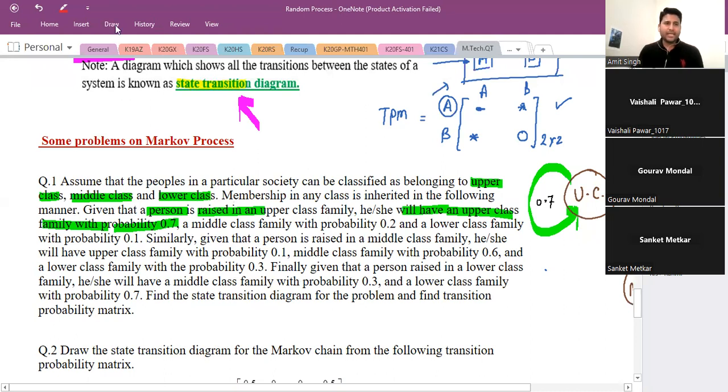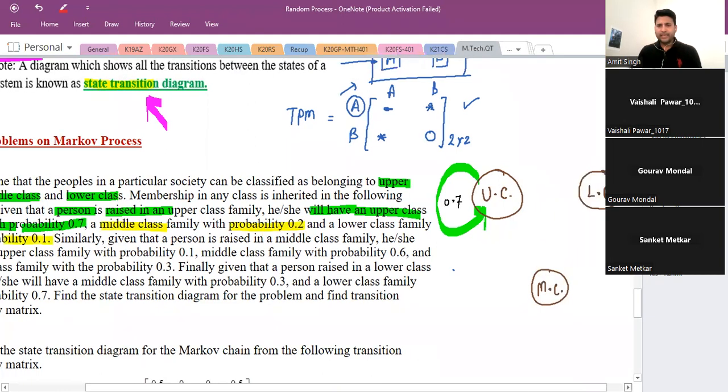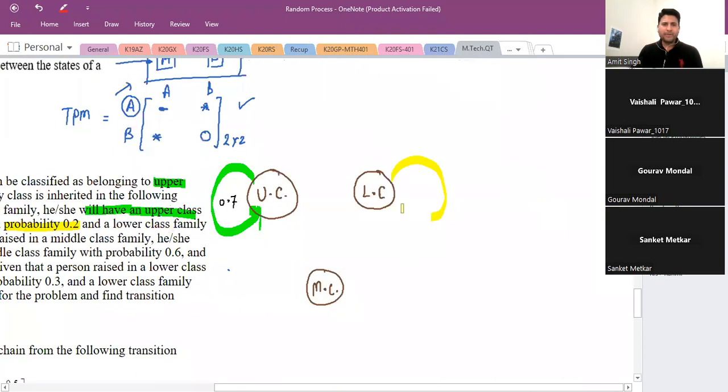In the same manner, what else is given? Let us move on. A person born in middle class retaining middle class is 0.2, and lower class to lower class is 0.1. So let me move on to the diagram. This is the lower class to lower class probability and this is the middle class to middle class probability. So lower class is given 0.1, this probability is 0.1 and this probability is 0.2. This is only the individual probability.